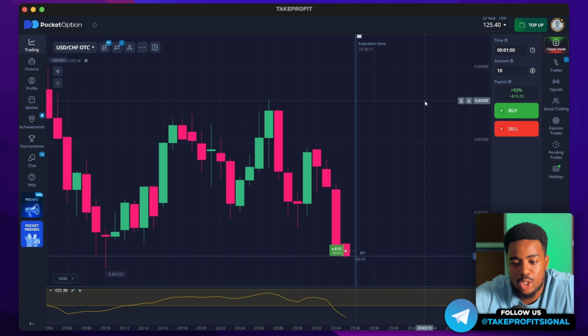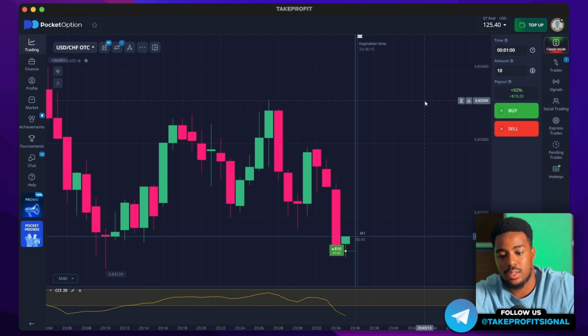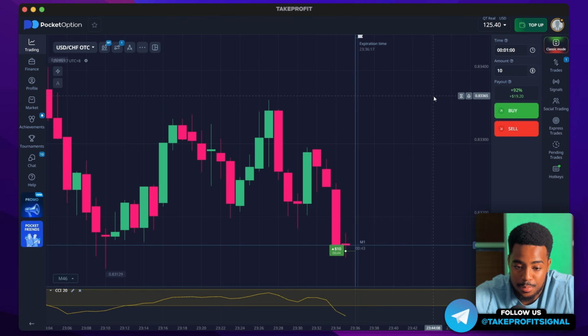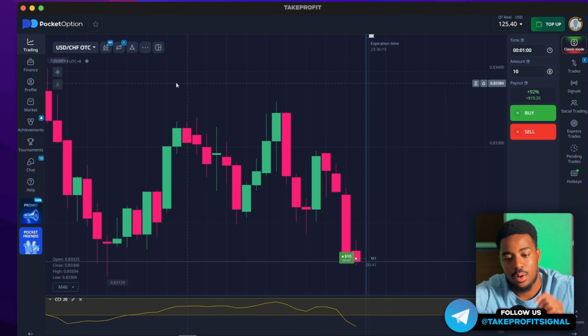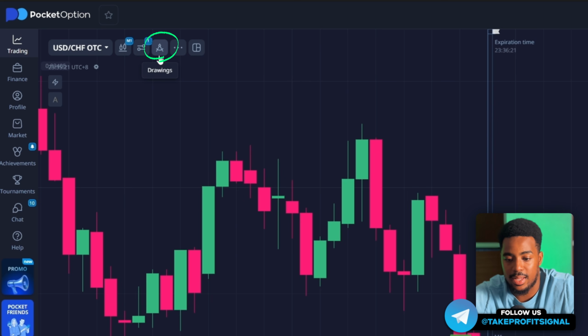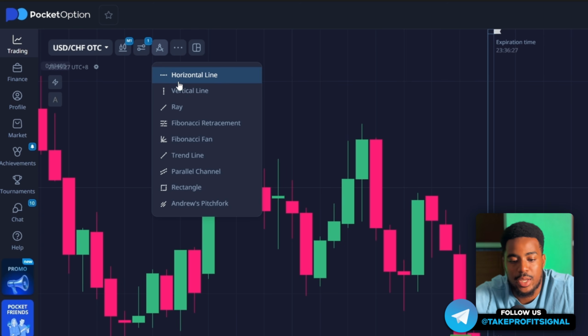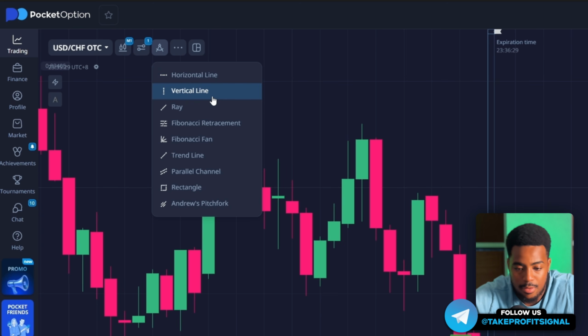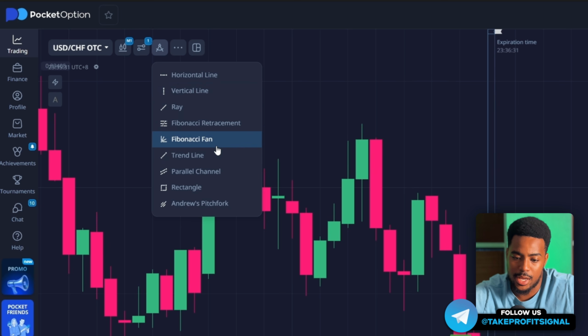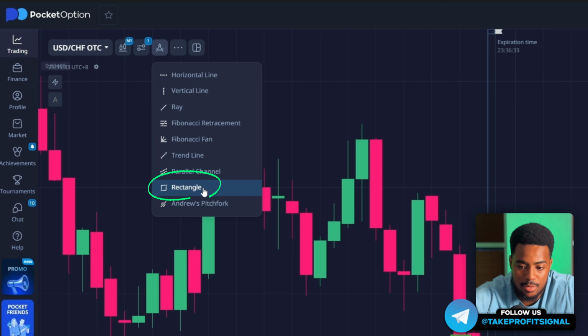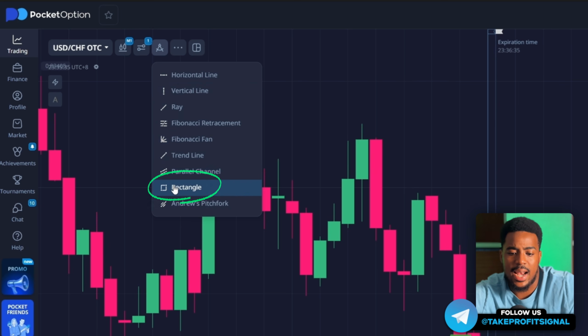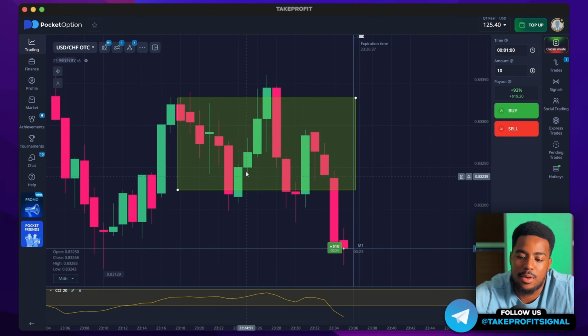For your strategy to be more effective, it is important to visually represent what you see on the chart. For this purpose, Pocket Option has graphic elements that will help you highlight everything necessary. Here you can add horizontal lines, vertical lines, rays, trend lines, Fibonacci levels. But I recommend highlighting levels using this kind of area.